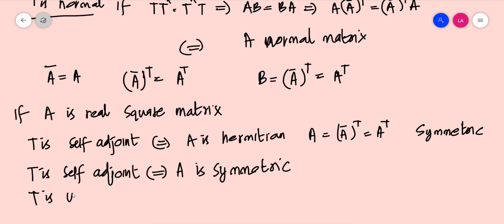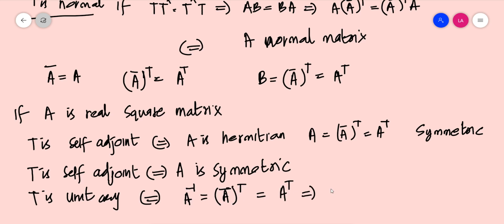Similarly, T is unitary if and only if A inverse is equal to A conjugate transpose, or in the case of a real matrix, A conjugate transpose is A transpose, or A inverse is equal to A transpose. A inverse is equal to A transpose, meaning A is orthogonal, which is the definition of orthogonal matrix. So in the case of a real square matrix, T is unitary if and only if A is orthogonal.